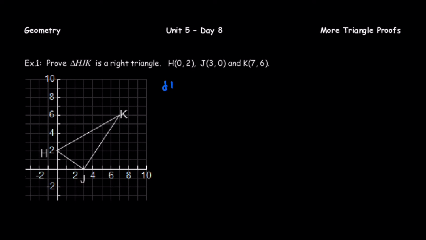And I'll start with HJ. If I want to find the length of this side using the distance formula, I make a right triangle, and I see that my delta y is 2 and my delta x is 3. I plug that into our distance formula: square root of 3 squared plus 2 squared. I recommend that you put this into your calculator, but these numbers are kind of easy. 3 squared is 9, 2 squared is 4, 9 plus 4 is 13. The length of that side is square root 13.